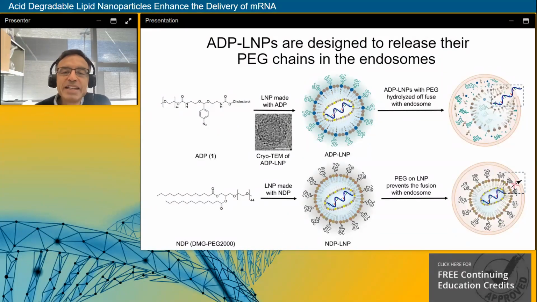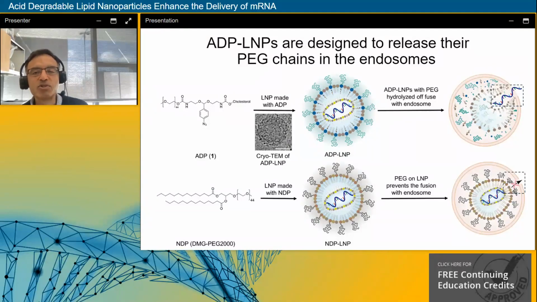The rationale for making this acid-degradable PEG lipid is shown here. We call these acid-degradable PEG lipids ADPs, or the number 1, and that's shown on the left of this slide. And so the rationale is that if you make LNPs with the ADPs, you get LNPs as you normally would, but once these LNPs get into endosomes, which is shown on the upper right, then the PEG chains come off and the LNP can now fuse with the endosomal bilayer and allow the lipid flipping to occur, and then endosomal disruption and your mRNA comes out.